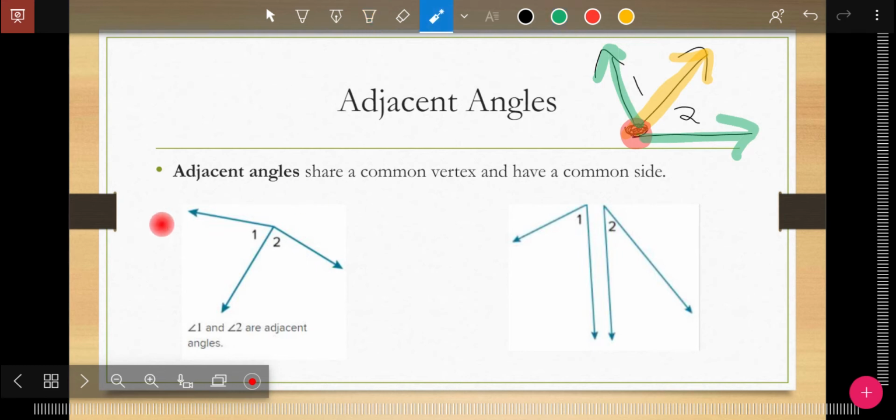Down here is a good example of adjacent angles. They have a common vertex. So angle 1 and angle 2 are adjacent angles. Over here, they don't quite touch. If you put them together, do they look like they could be adjacent? Absolutely. That's why I'd be careful with the words next to. Adjacent angles share a common side, so this is not a set of adjacent angles.